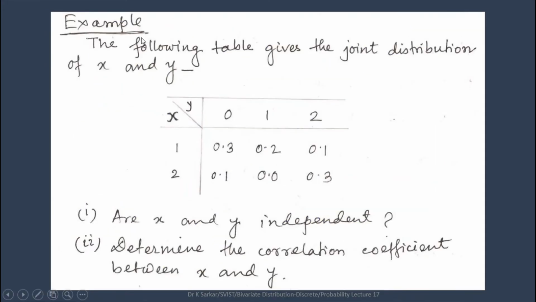Here is one example. The following table gives the joint distribution of x and y. X takes the values 1 and 2, y takes the values 0, 1, 2. So for 1, 0, the probability is 0.3, for 1, 1, probability is 0.2, for 1, 2, probability is 0.1, for 2, 0, probability is 0.1, for 2, 1, probability is 0.0, for 2, 2, probability is 0.3. Question number 1. Are x and y independent? Question number 2. Determine the correlation coefficient between x and y.